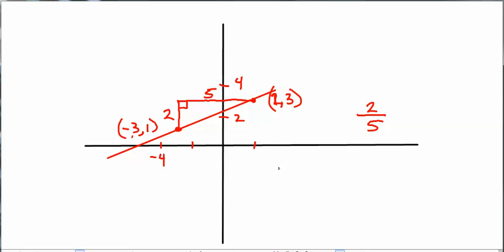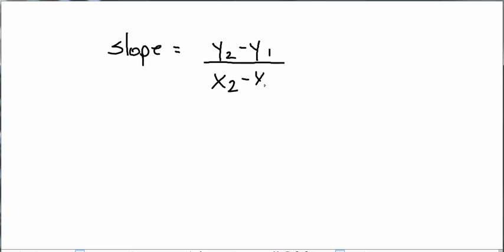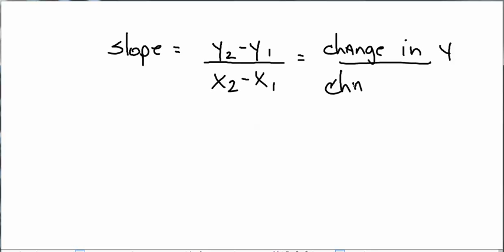Turn the page. Finally, you're going to have to find the slope when you're given the coordinates. Slope is equal to y sub 2 minus y sub 1, that's your change in y, the difference in your y values, over x sub 2 minus x sub 1. It's the same thing as your change in y over your change in x.